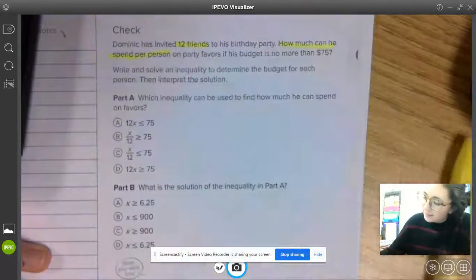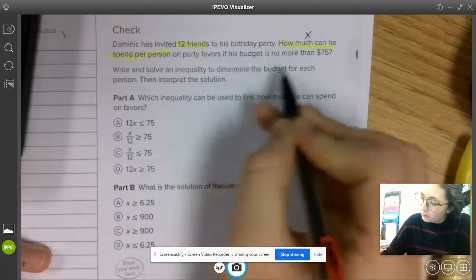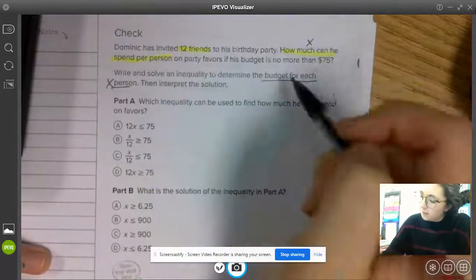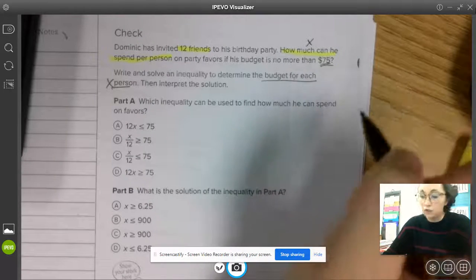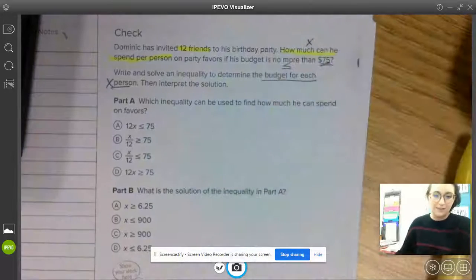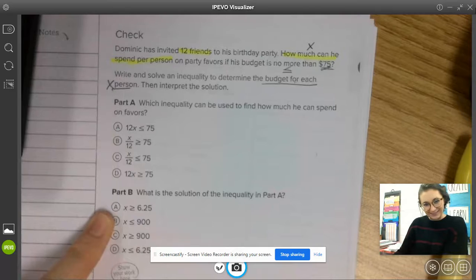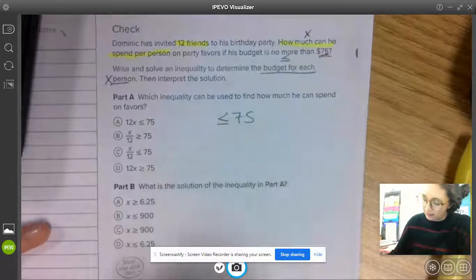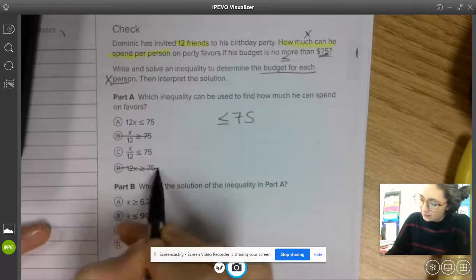Okay, per person. That's my X. That's what I don't know. Okay, and they even said down here, determine the budget for each person. So the budget for each person, X. Okay, no more than $75. So he can spend his whole $75, but he can't go over it. So that's going to be less than or equal to 75. And this is fun too because they set it up for you here. Okay, so if I want to be less than or equal to 75, I can go ahead and eliminate answer choice B and answer choice D.